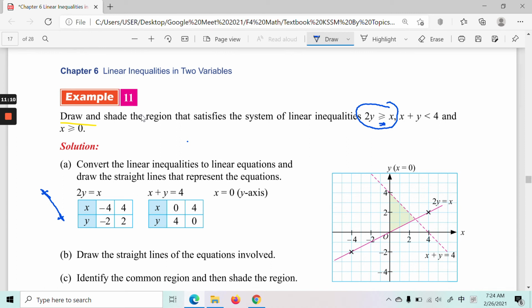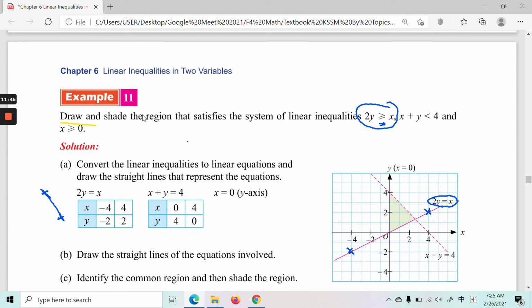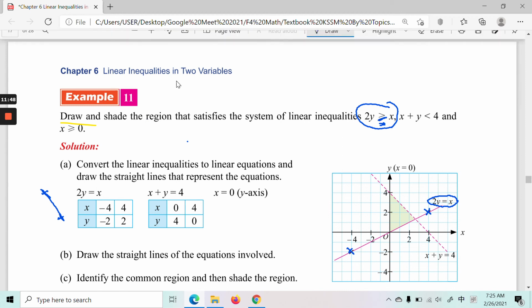So simply choose any x coordinate that you like. For example, they choose 4 and negative 4. If you like, you can choose 0 also, up to you. After substituting x equals negative 4, negative 4 divided by 2, you have y equals negative 2. Substituting x equals 4, then 4 divided by 2, you have y equals 2. So we have the points already: negative 4, negative 2 here, and 4, 2 here. So connect, and it becomes this straight line. Remember to write the label like this. This one is a solid line because there is an equal sign here. Okay, the first straight line is done, label it.